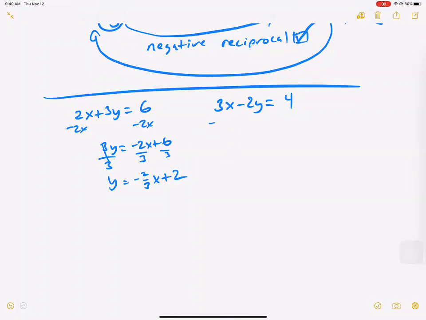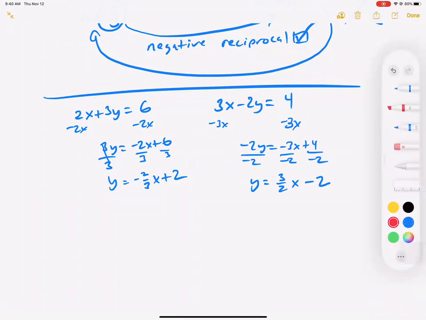On the right, minus 3x, minus 3x. Negative 2y equals negative 3x plus 4. I'm going to divide both sides by negative 2. Careful, I'll divide everyone by negative 2. Y is equal to negative becomes a positive 3 over 2x. And positive divided by negative, positive 4 divided by negative 2 is a negative 2.